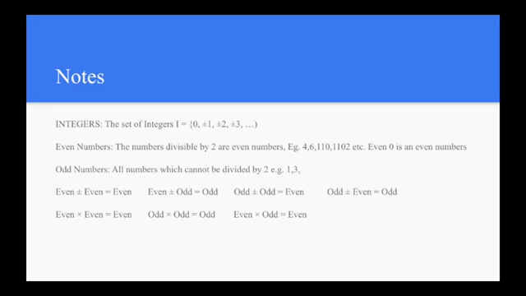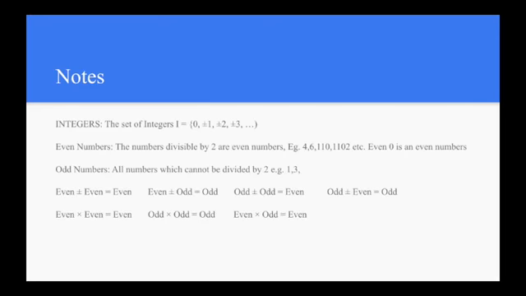So any number which is divisible by 2, or which can be written in the form of 2k, where k is any integer, is an even number. And any number which is not divisible by 2, which means it can be written in the form of 2k plus 1, where k is any integer, is called an odd number.